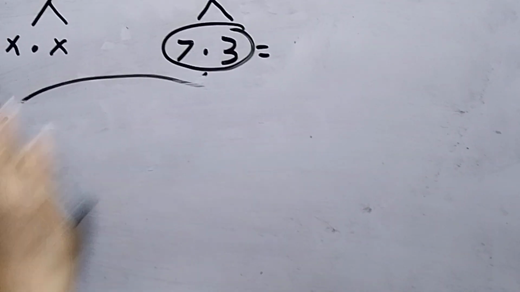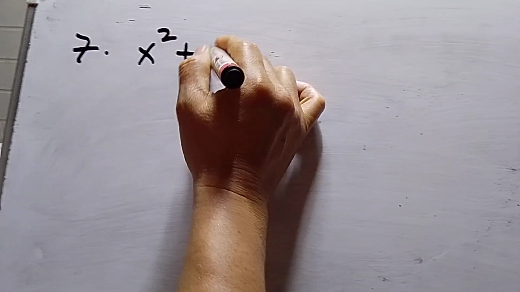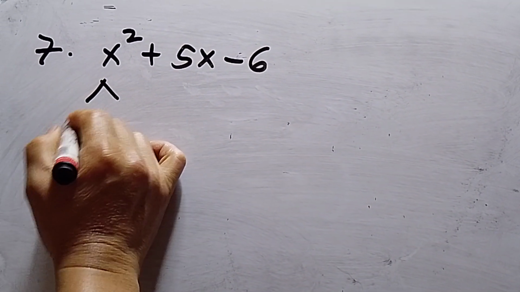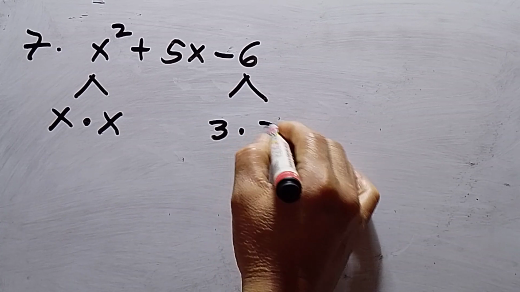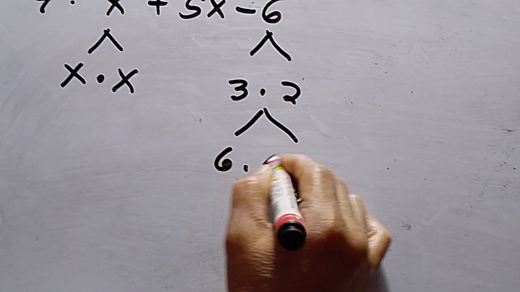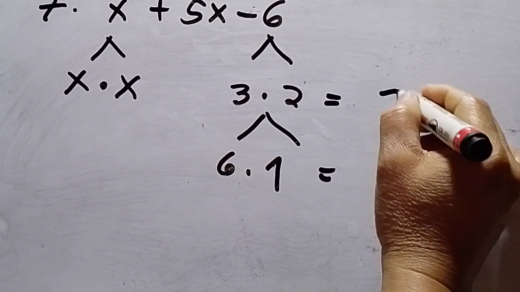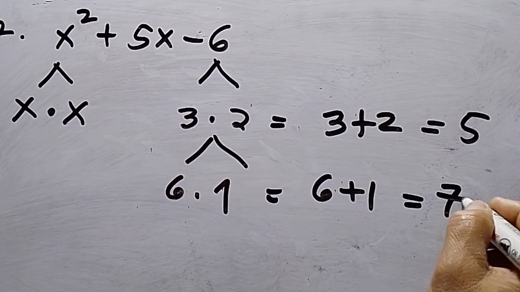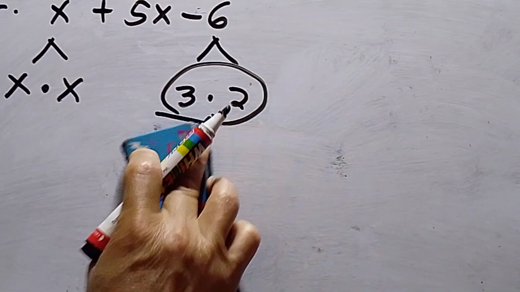Let's proceed to number 7. Number 7 is x squared plus 5x minus 6. So, again, we have to factor the first term and the last term. So, this will be x times x. This one is 3 times 2, 6 times 1. So, hint will be 3 plus 2, 6 plus 1. So, this will be 5. And then this one is 7. So, we will use this one. The factors of 6 are 3 times 2.